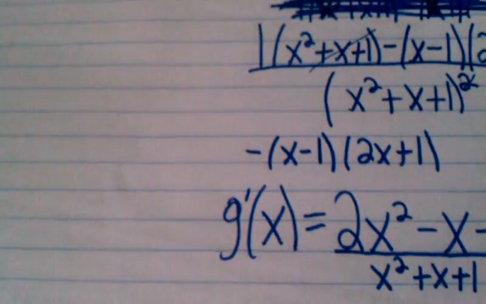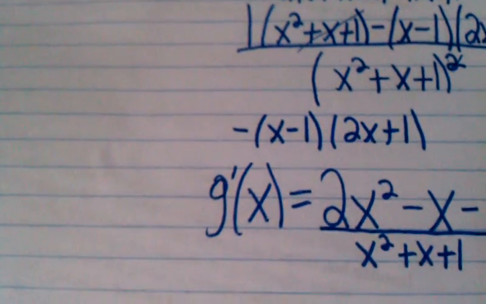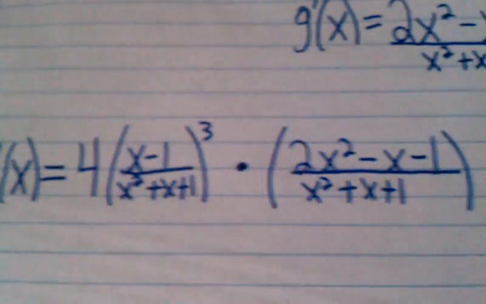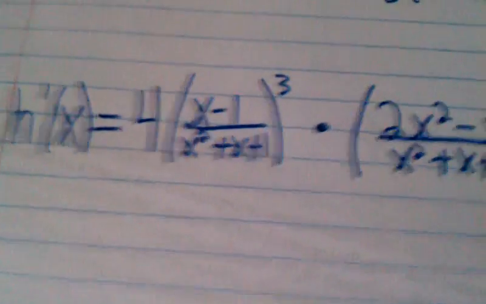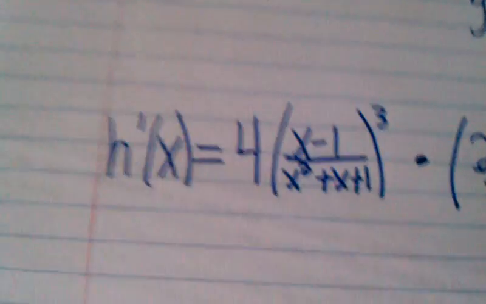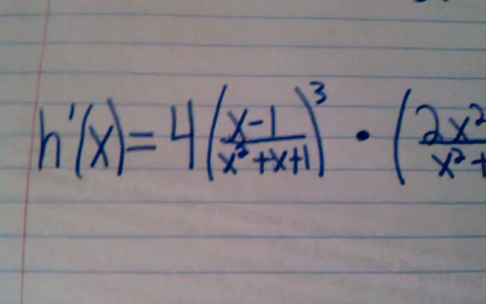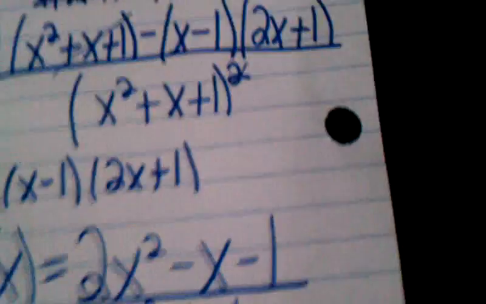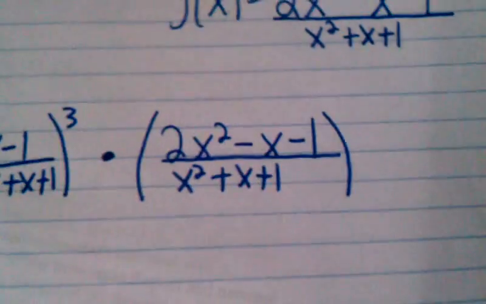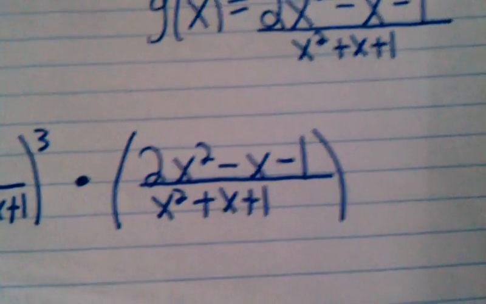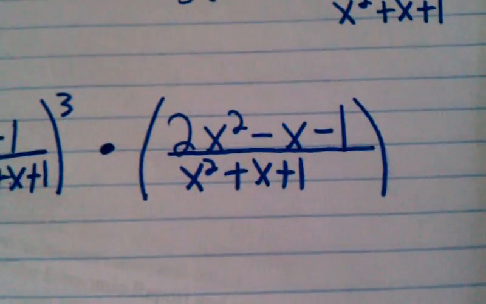So now, again, we would have to plug it into the rule, which is f prime of g of x. And we know f prime of x is 4x to the third, so we plug g in instead of the x, which is 4 times (x minus 1 over x squared plus x plus 1) to the third, times what we just found was g prime of x. So we multiply it by (2x squared minus 1 minus x minus 1) over (x squared plus x plus 1).